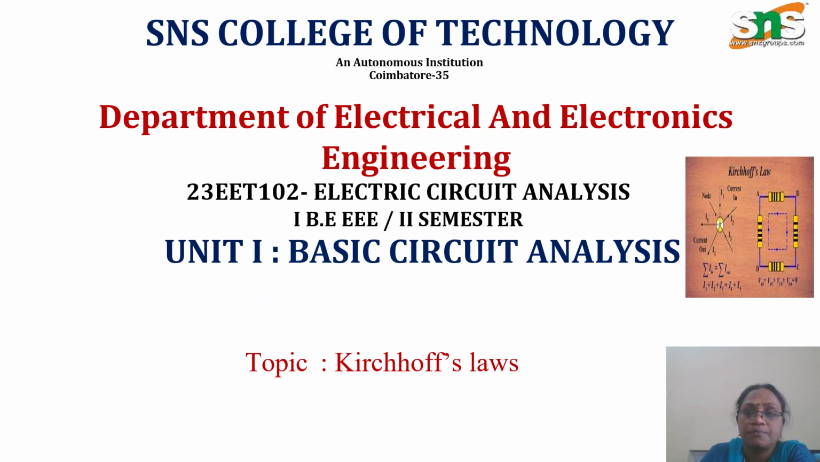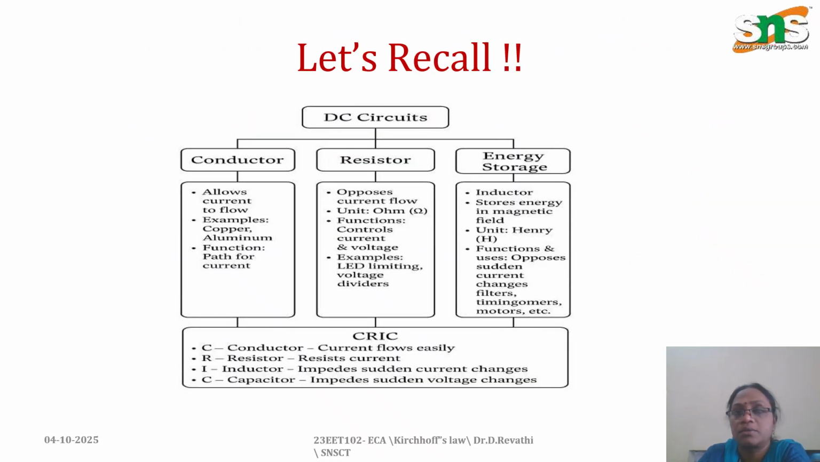So before we enter this session, we have to recall DC components. A conductor allows the current to flow, and examples are aluminum and copper. A resistor opposes the flow of current, the unit is ohm, and examples of use are LED current limiting, voltage dividers, and energy storage, also used in DC circuits. An inductor stores energy in a magnetic field, and its unit is Henry. So conductor, resistor, inductor, and capacitor are the components of DC circuits.